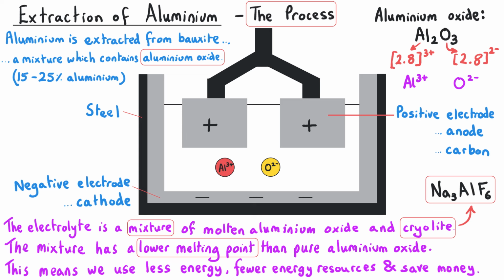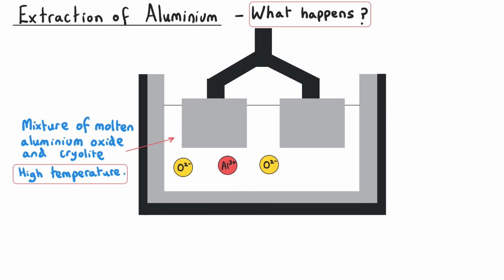And this means that we can use a lower operating temperature, which allows us to use less energy, and therefore use fewer energy resources. For instance, burning less coal to generate that energy, and this will also save money and mean that there will be larger profits. The electrolysis of aluminium oxide all takes place inside this electrolysis cell that I'm showing here.